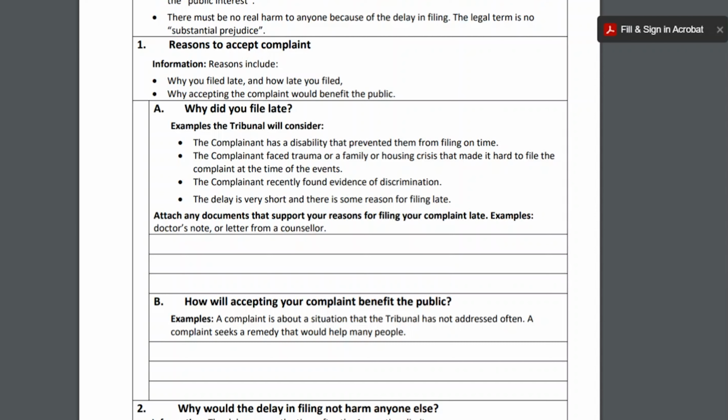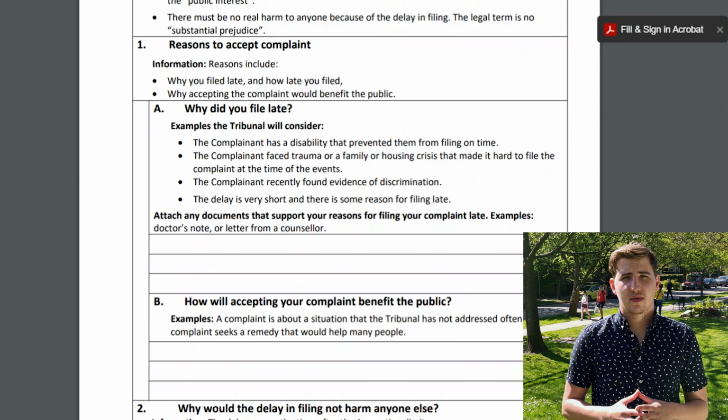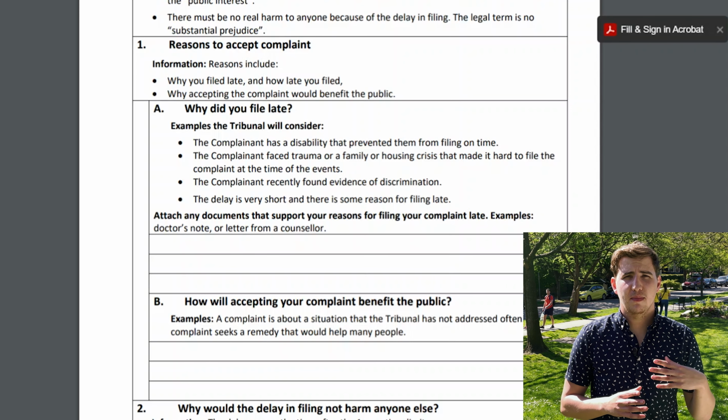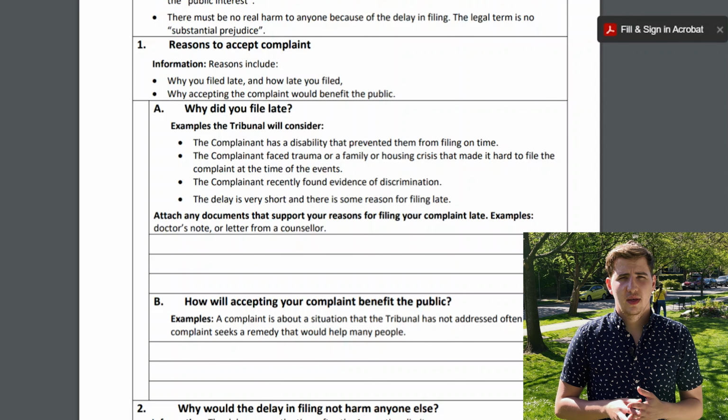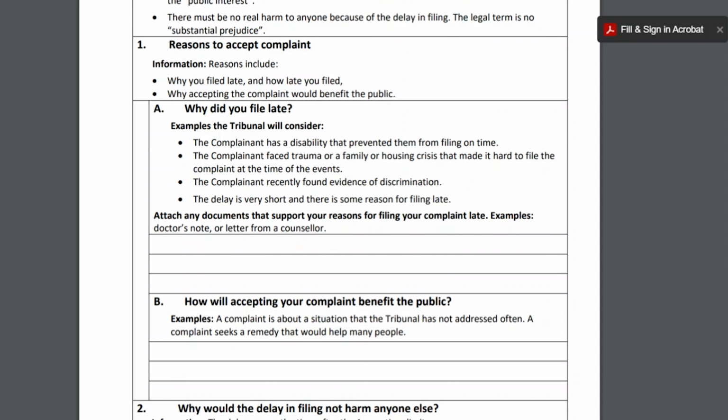For point 1B, in order to accept late applications, the tribunal requires that you demonstrate that advancing your case would result in a benefit to people at large. This area may be the most difficult to fill out, as it is not always immediately clear how your complaint can benefit the public at large. You may have a very unique situation that hasn't been heard before and would benefit the public awareness. You may have experienced harms that would be against the public interest and justice to ignore. Overall, this area demands some creativity, and try your best to find a way to make what you experienced important to be heard for the sake of society.